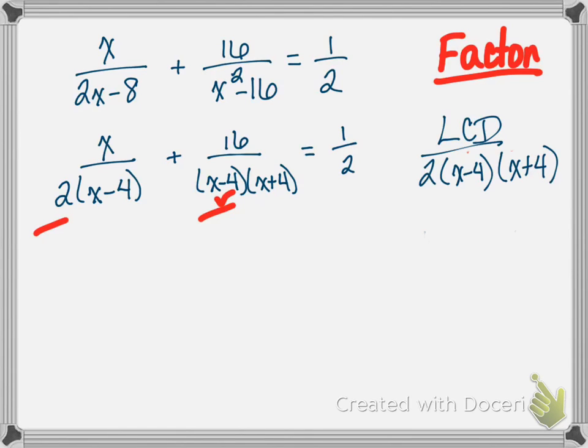Okay, now I'm going to look at my third one. There's a 2 there. Is it already included? So I don't need to write it down again. Once I have my LCD, then that's usually a good time to look at undefined values. If any one of those factors becomes 0, it's going to make the whole thing 0.